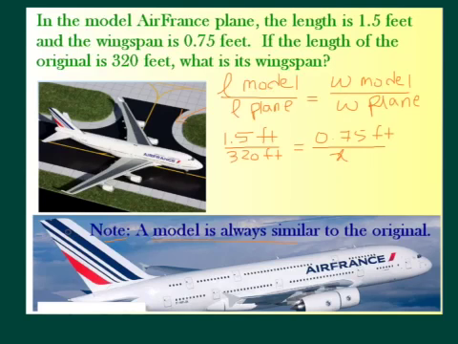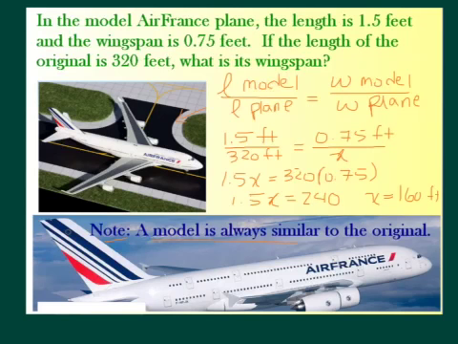So we're going to be able to use the idea of cross products to find the value of x, the wingspan of the plane. So let's go ahead and get our cross products. 1.5x equals 320 times 0.75. So when I simplify, 1.5x equals 240. And when I isolate the variable x, x equals 160 feet. Great. So we know the wingspan of the plane using similar polygons and proportions.